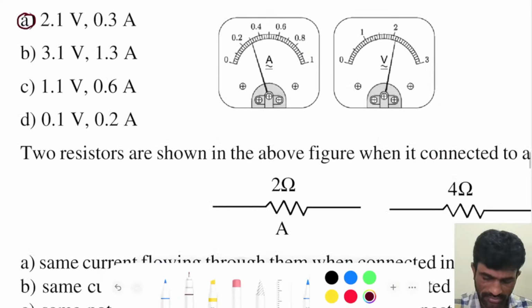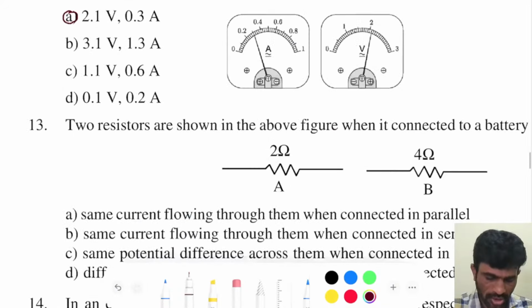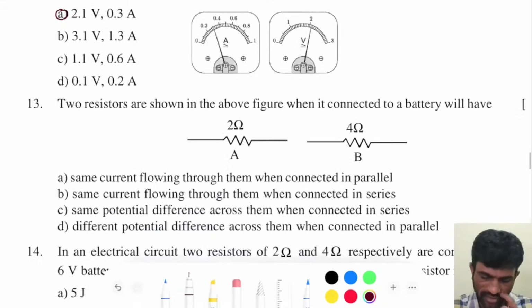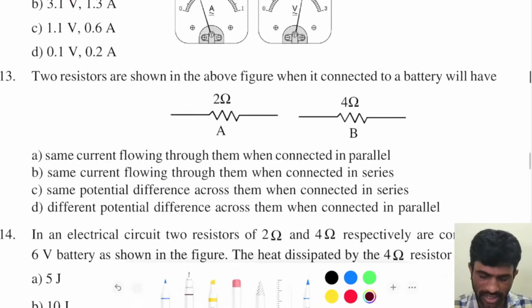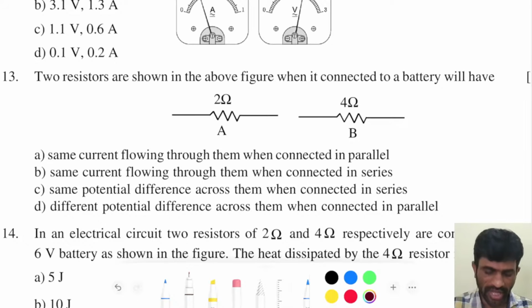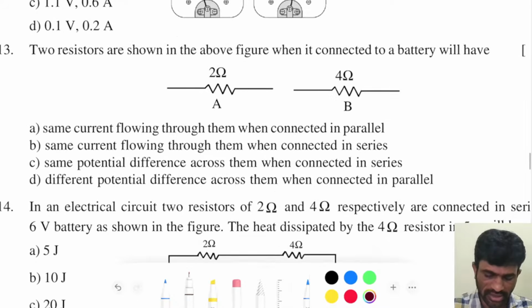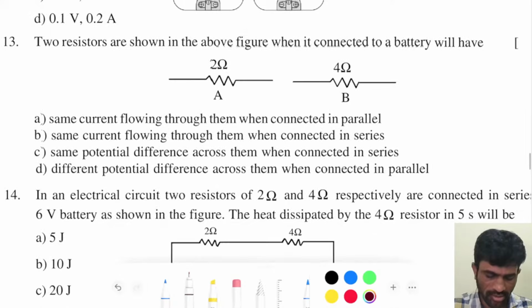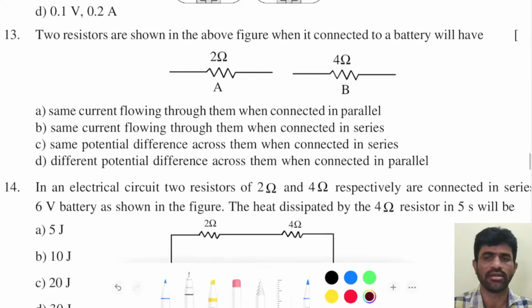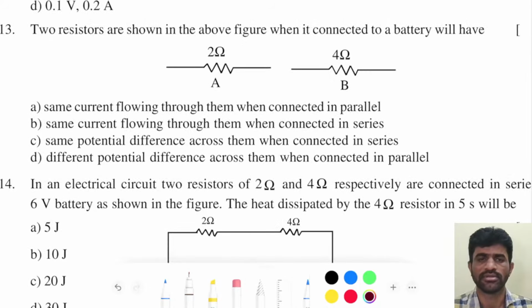Next one, question number 13. Two resistors are shown in the above figure. What happens if these two resistors are connected to a battery? Read all four options and select the correct option. One is 2 ohms and the other is 4 ohms.